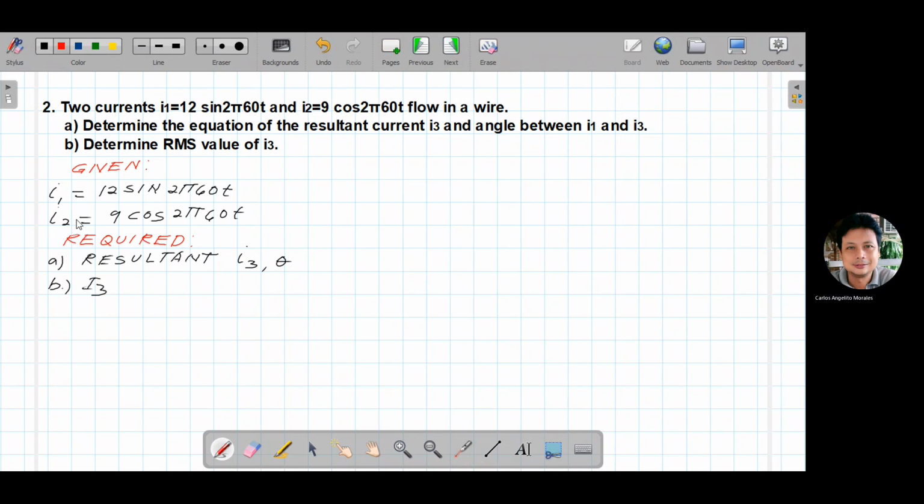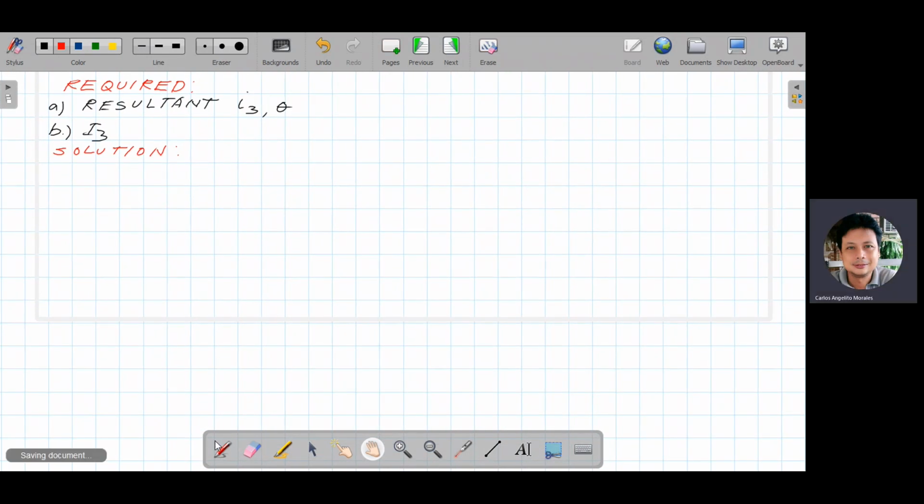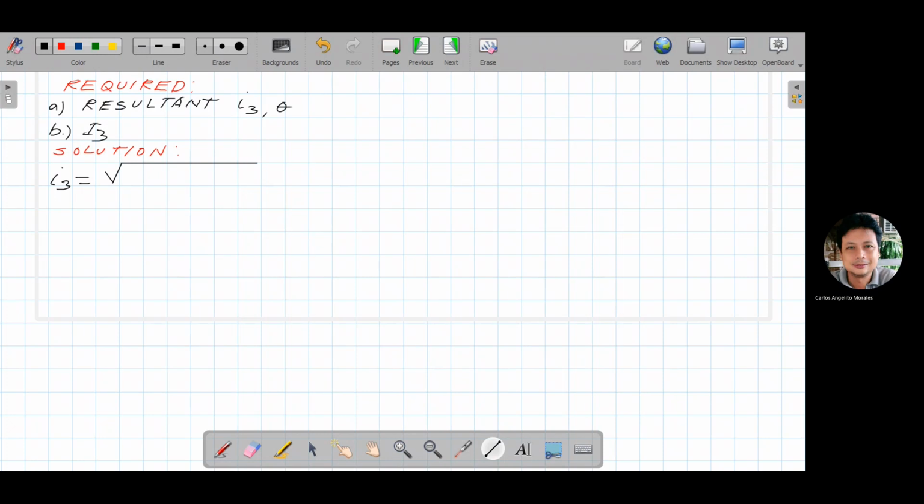So solution. Taas natin ng konti. Okay. For the solution, we have I3 is equal to square root of 12 squared plus 9 squared, which is equal to 15 amperes.